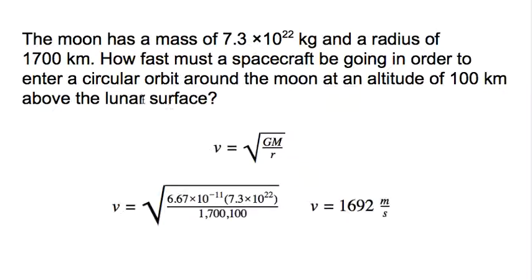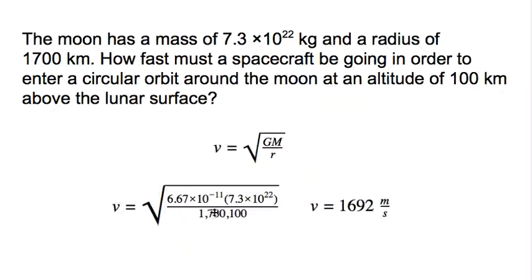So what I have here then is G is 6.67 times 10 to the negative 11. That's the gravitational constant, times the mass of the moon. Here I've converted the radius of the moon and the altitude of the spacecraft. I've added them together and converted them to meters and got this. Notice I'm not squaring in this case. Remember that one of those r's got canceled out. There's no square here, unlike the gravitational force equation. And then I just solve for this and I get 1,692 meters per second.